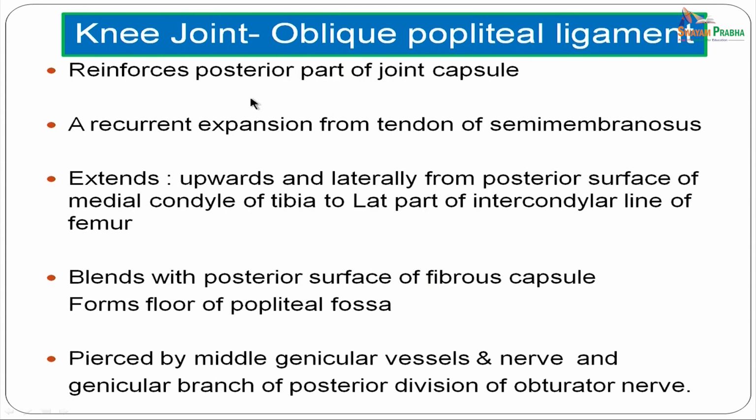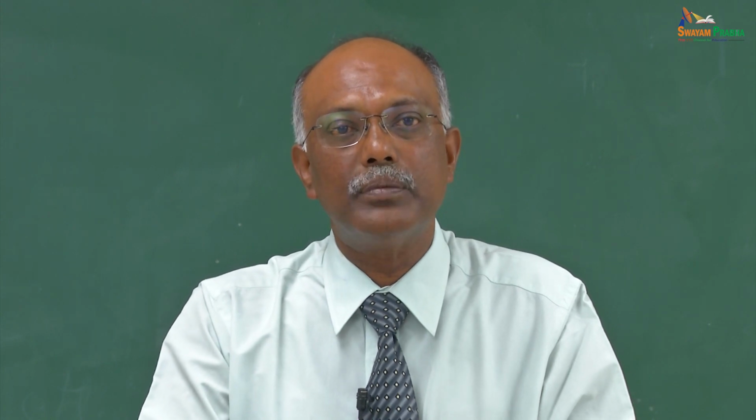The oblique popliteal ligament reinforces the posterior part of the joint capsule. It is a recurrent expansion from the tendon of semimembranosus. It extends upwards and laterally from the posterior surface of the medial condyle of the tibia to the lateral part of the intercondylar line of the femur and blends with the posterior surface of the fibrous capsule and forms the floor of the popliteal fossa. It is pierced by a set of vessels which include the medial genicular vessels and nerve and the genicular branch of the posterior division of the obturator nerve.